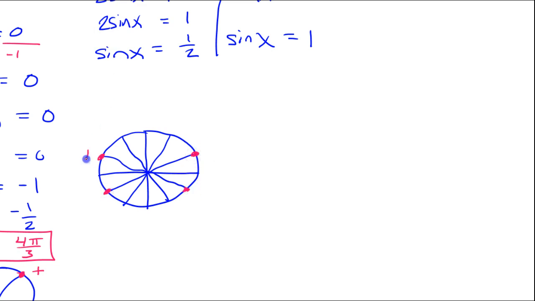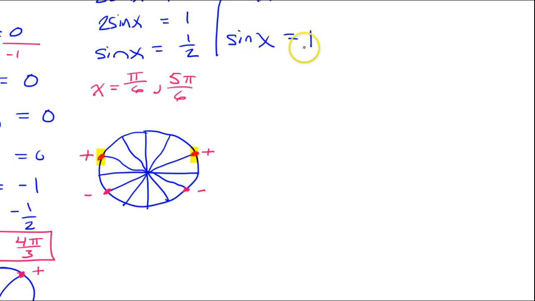Sine is a y value, so these two angles will be positive 1/2, and the sine of these two angles will be negative 1/2. Because I want the positive 1/2, I'm going to pick these two angles for my solutions. So that means x is equal to pi over 6, which is this angle, and 5 pi over 6, which is this angle right here.